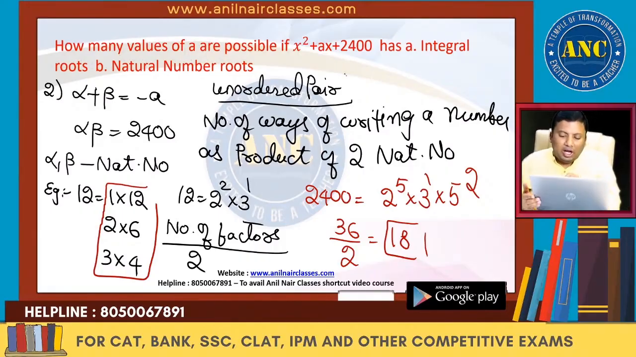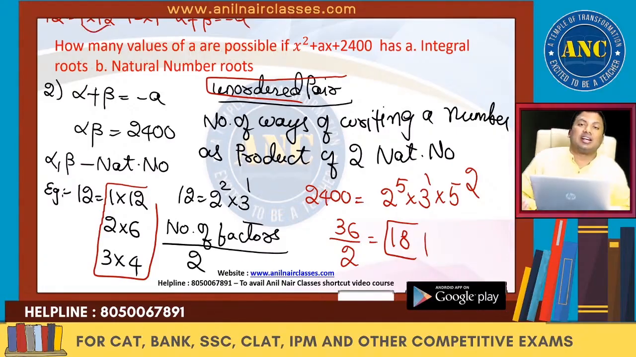Now why did I take only an unordered pair? Again I am explaining. 12, if I take 1 into 12 and 12 into 1. Now tell me, if I take an ordered pair, alpha plus beta is equivalent to minus a. 1 plus 12 is 13, a is minus 13. 12 plus 1 is 13, a is minus 13. The value of a is getting duplicated. The question is, how many distinct values of a are possible? Duplicates should be eliminated. Very, very good question. This question discusses the concept of in how many ways you can write a number as a product of two factors.